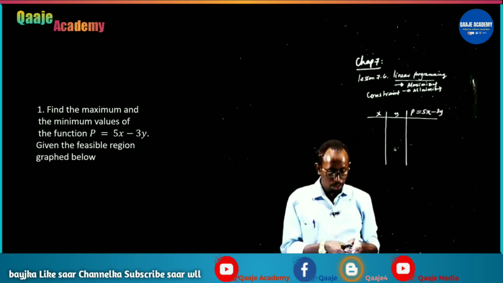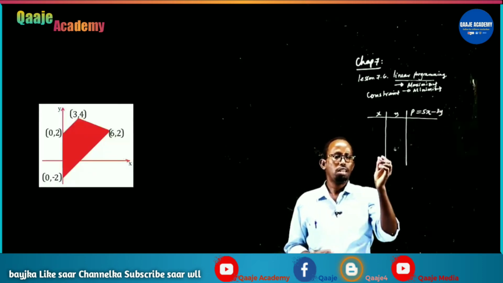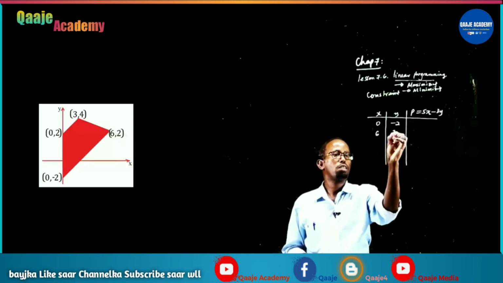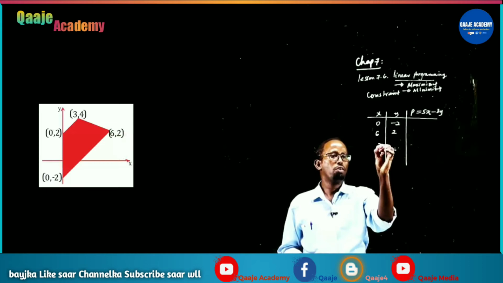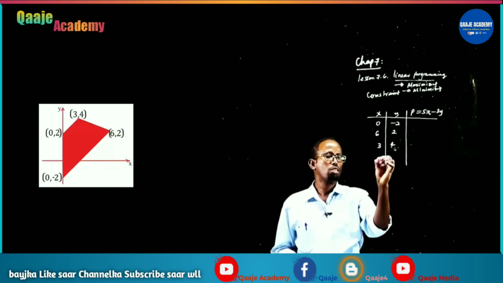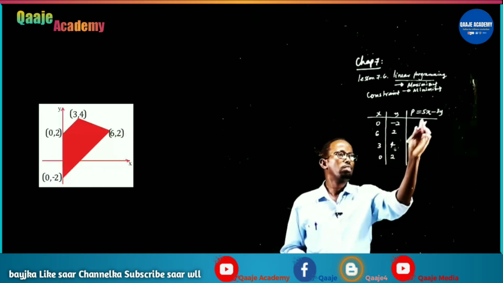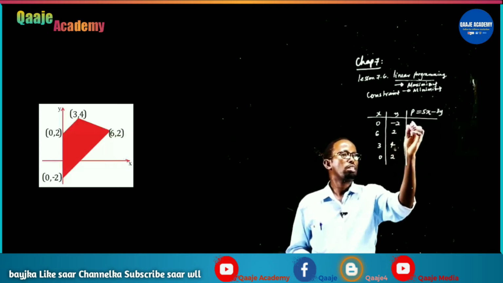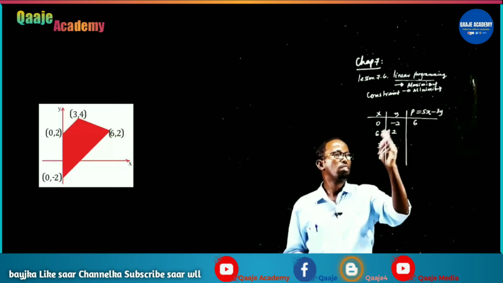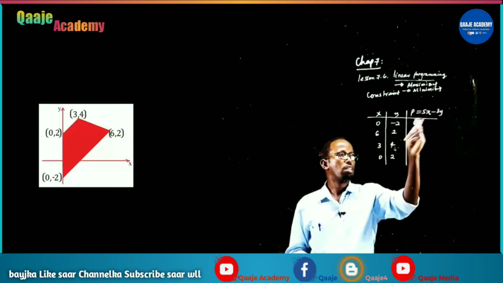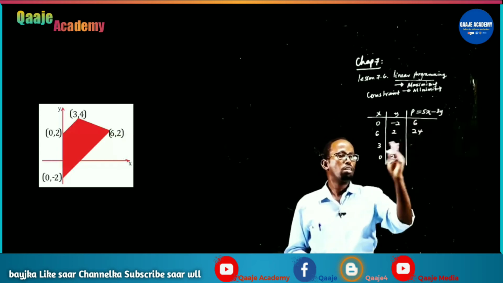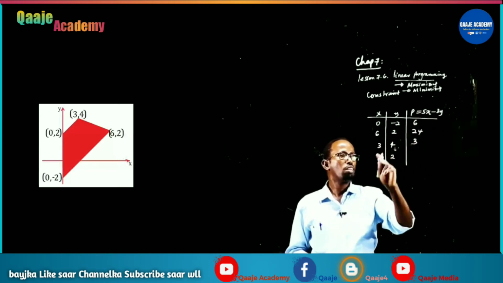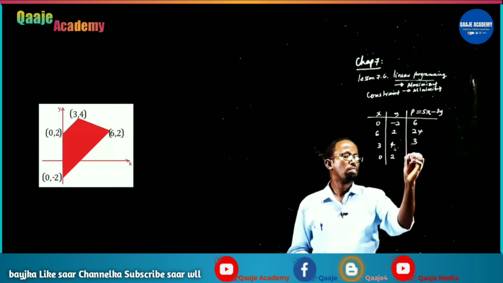And then the feasible region points are, start with 0, minus 2. Then the next one is 6, 2. Then the next one is 3, 4. The next one is 0, 2. And then you just substitute these numbers here. This is 0. You get 6. Minus minus is positive. You get 30. 30 minus 6, you get 24. This one is 15. And this is 12. 15 minus 12, you get 3. This is 0. And this is minus 6.